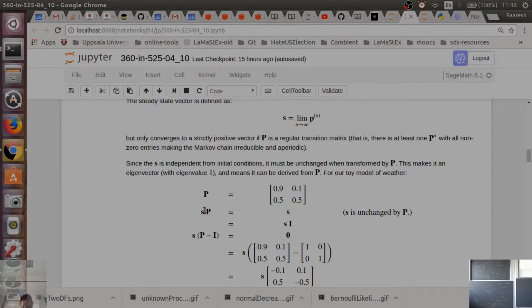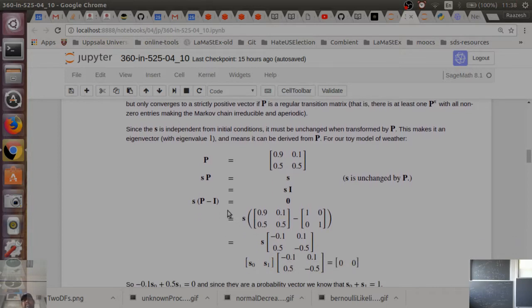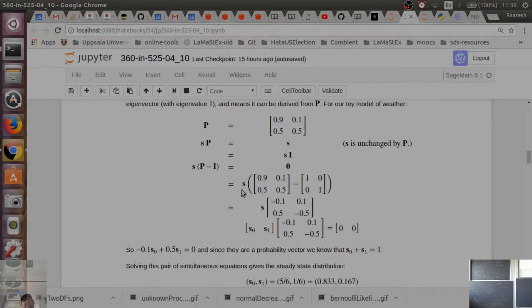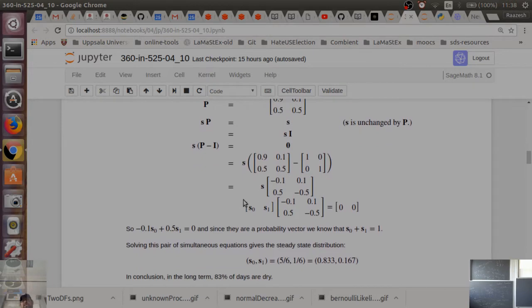So how would I hunt for it? I just define it. P is here. I do S times P equals S. That's the equation I want. So then I basically multiply S by I, and then I subtract it, and then I can solve for it directly. Okay.